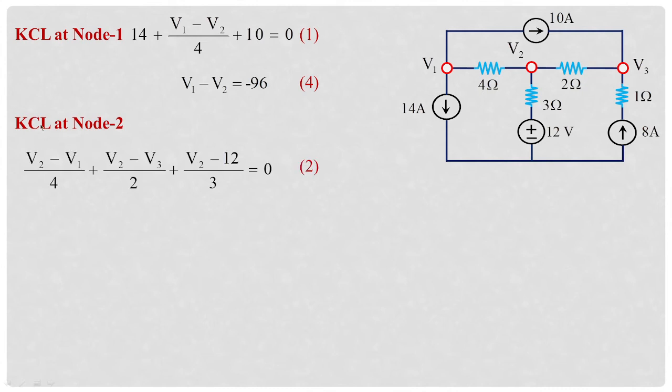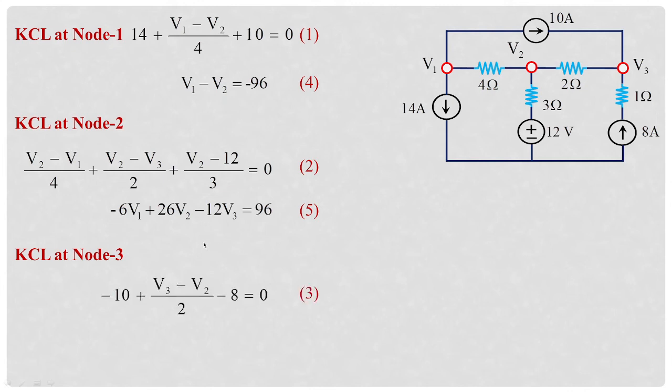So we have already applied KCL at node 2. Take the LCM value and you're going to get the equation as minus 6V1 plus 26V2 minus 12V3 is equal to 96. If you divide by 2 or divide by 3, this can be further simplified, and if you keep the same value, it doesn't matter. So let us take this equation as equation 5. And with KCL at node 3, we got the equation which is simplified as minus V2 plus V3 equal to 36. Now you have equations 4, 5, 6.